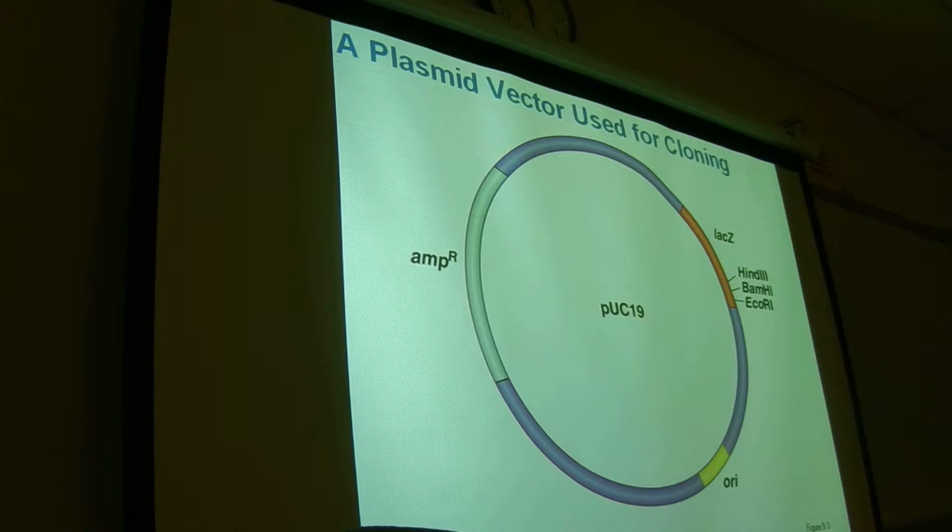It has to have restriction sites because you need to be able to cut it with a restriction enzyme to open it up to allow your gene to be pasted in. It has to have an origin of replication, so it has to be able to be replicated. And what's also helpful in many cases is a reporter gene, and we'll talk about each of these in a minute.